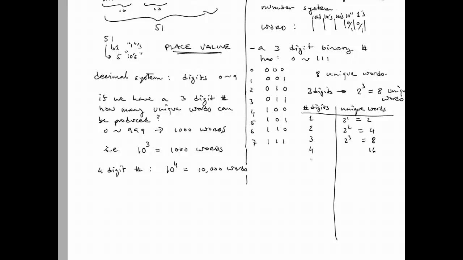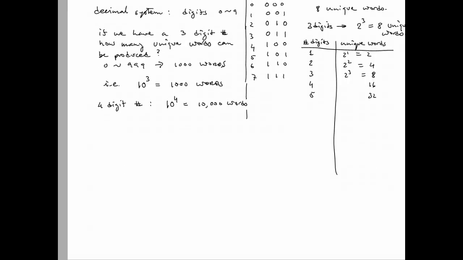You notice you double. So it's different from the decimal system. Every time you add another digit, you add a factor of an order of 10, so you add a 0. Here in the binary system, every time you add another digit, you double. So 2, 4, 8, 16, 32, 64, 128, 256, 512, 1024. Okay, there we go.